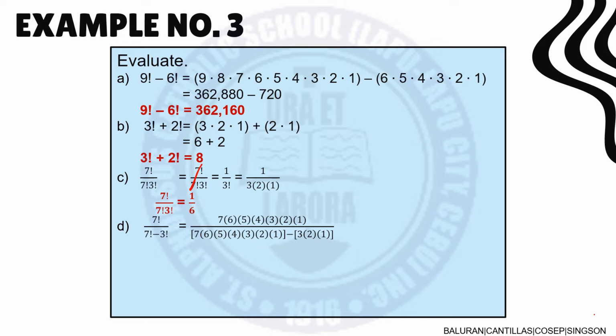Then another example, we have 7 factorial divided by 7 factorial minus 3 factorial. So we have to rewrite again 7 factorial as 7 times 6 times 5 times 4 times 3 times 2 times 1, divided by, then rewrite the 7 factorial minus 3 factorial. We have 3 times 2 times 1, then get the product of each factorial and simplify. Therefore our final answer would be 840 over 839.